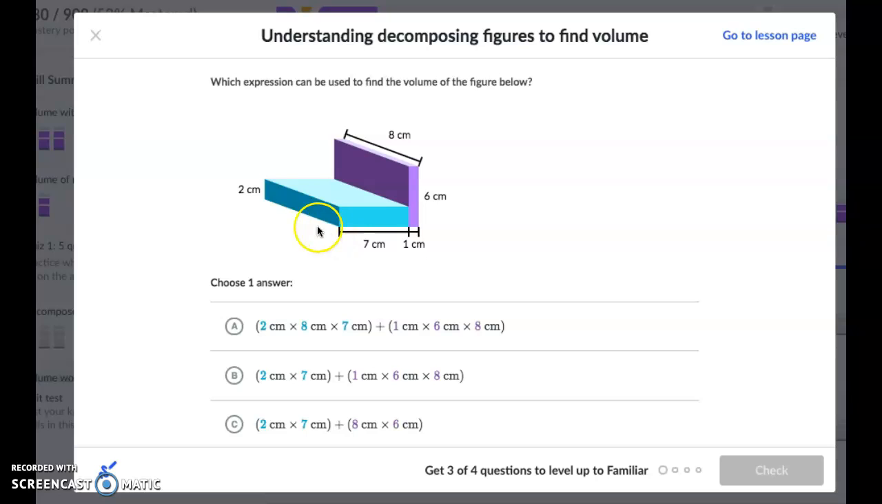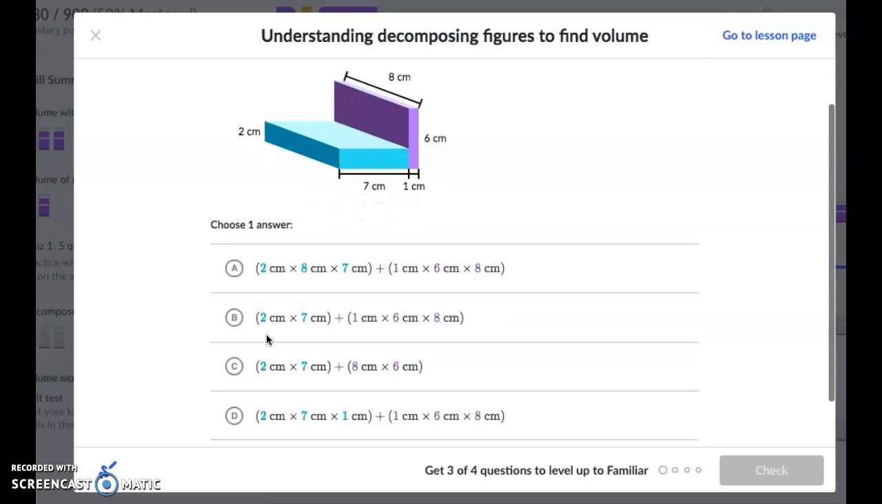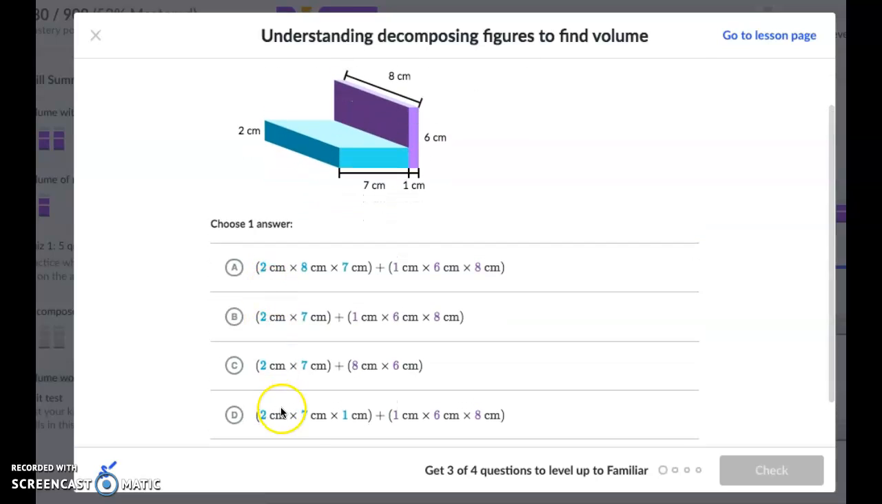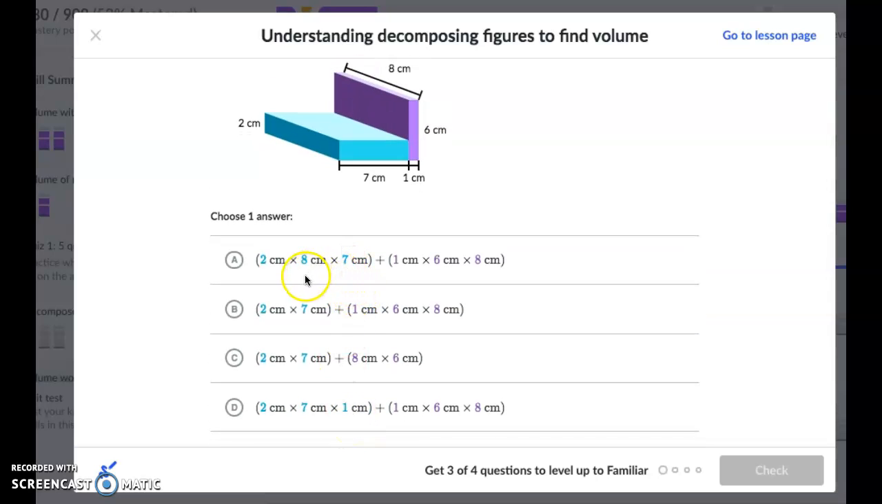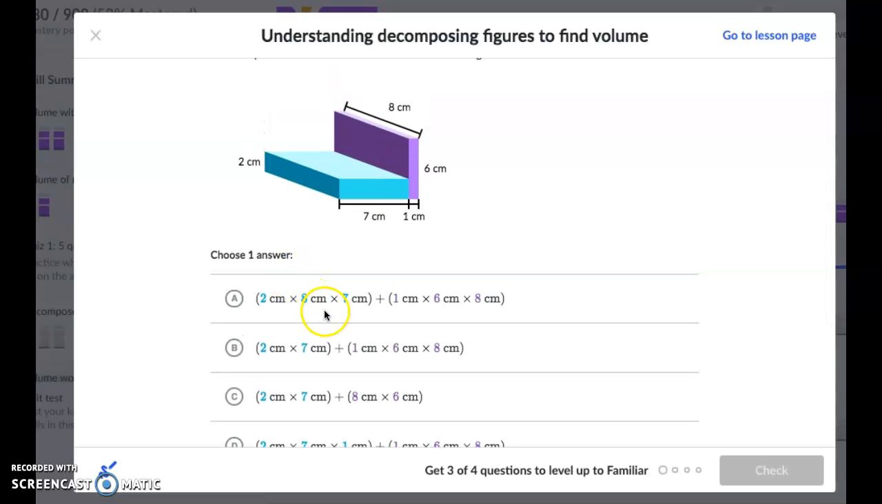The width, they didn't label it, but if we look closely, we can see that the width of the blue is the same as the width of the purple, and they did label the width of the purple, so that's 8. So to find the volume of our blue prism, we have to do 7 times 8 times the height, which is 2. So 7 times 8 times 2. So it's looking like A could be our answer. It looks like A's got to be our answer because that's the only one that has 7 times 8 times 2. But let's double check our purple.